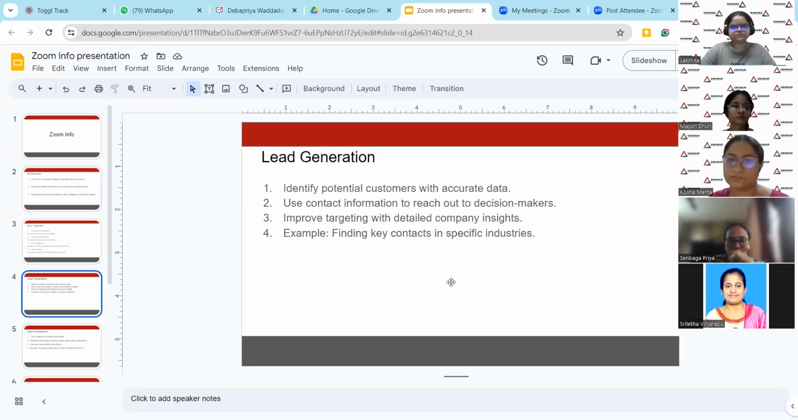Lead generation is a major thing that people are using ZoomInfo for these days. So what we can do is identify potential customers with accurate data, use contact information to reach out to the decision maker, and improve targeting with detailed company insight.